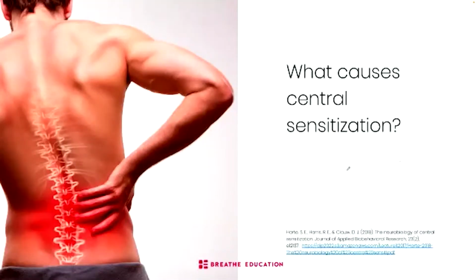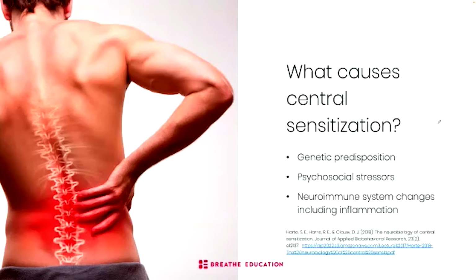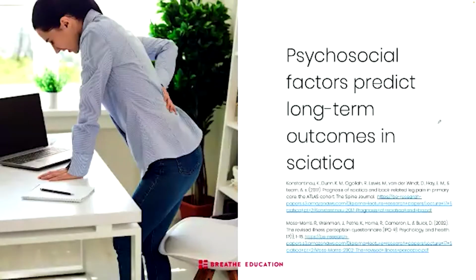So what causes central sensitization? Well, there's a genetic component. Some people seem to be more predisposed. Psychosocial stressors, so thoughts, emotions, human relationships, social context, the meaning you make out of things, and neuroimmune system changes, including inflammation. So all of these things contribute to central sensitization. And psychosocial factors, in fact, predict long-term outcomes in sciatica.